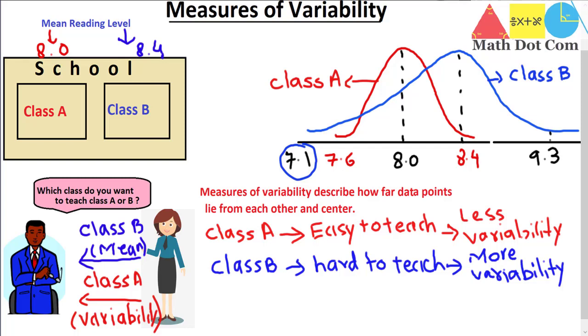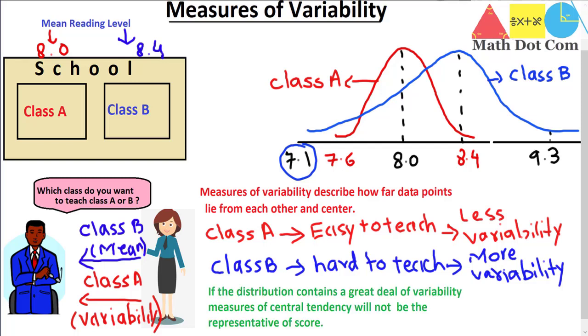So we can say that if the distribution, meaning the data in a given data set, contains a great deal of variability, the measures of central tendency will not be representative of the scores. In such a case, what do we need? We need the measures of variability.